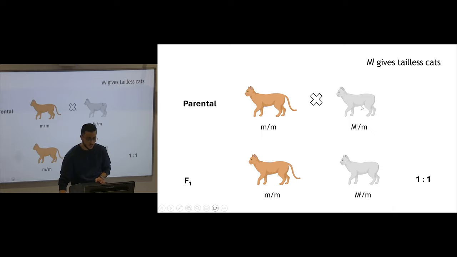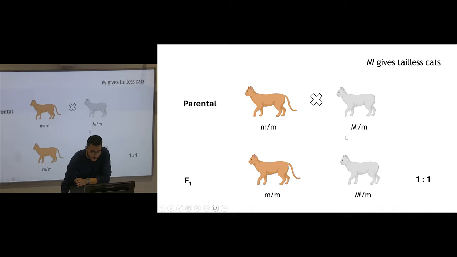on the progeny. And so when we take a cat with a tail and cross it with a tailless cat, it also affects the color, but that's useless for us, okay? So if we cross them like this, you'll end up with a one-to-one ratio for the F1.